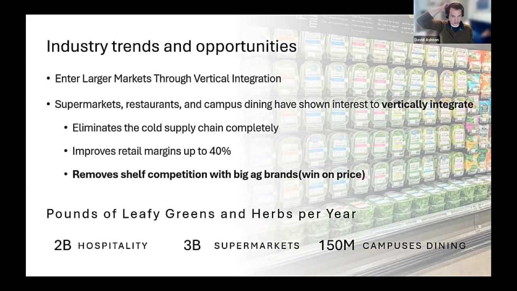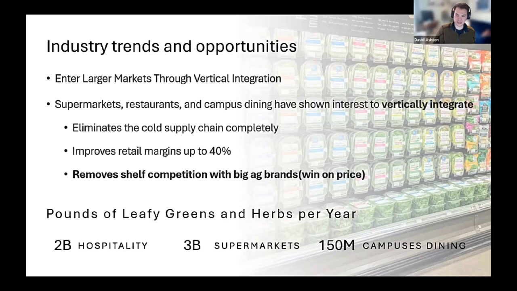But it also eliminates the cold supply chain completely, and there's a lot of interest in being more sustainable. But the biggest point here is that it removes self competition. If a company like Market Choice, or a university like Oregon State University, buys our farm and puts it on campus, they now have an incentive to sell produce from the farm. So that removes shelf competition completely. This is a significant competitive advantage that we believe is our way to enter larger markets.